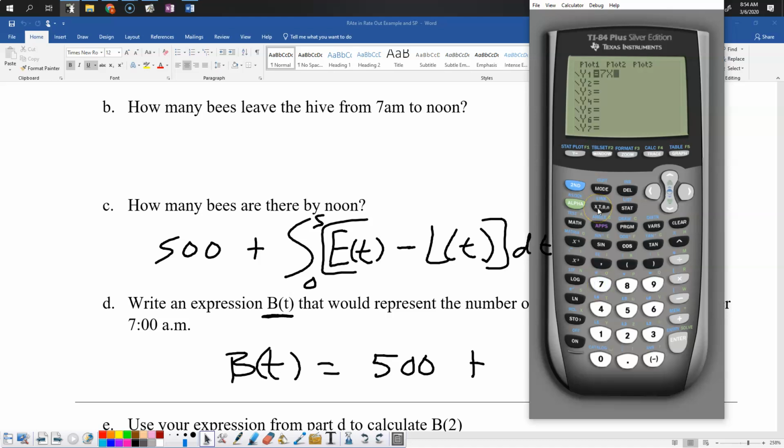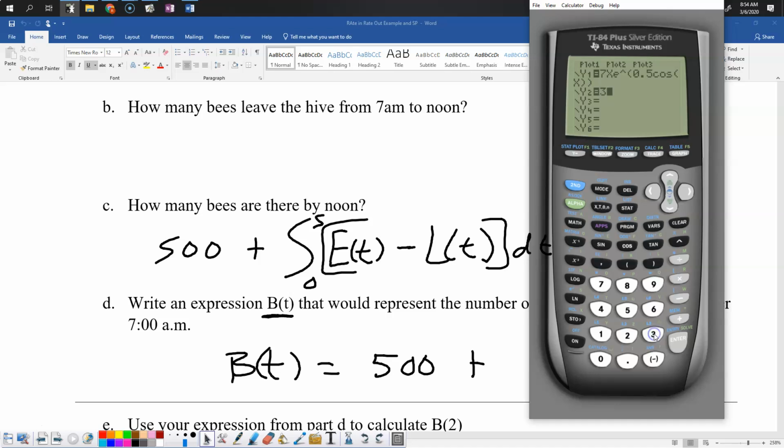7x. E. 0.5 cosine x. Parentheses to close the cosine, parentheses to close the exponent. All right, cool. That's my rate in. Now let's do the rate out. What's the rate out?